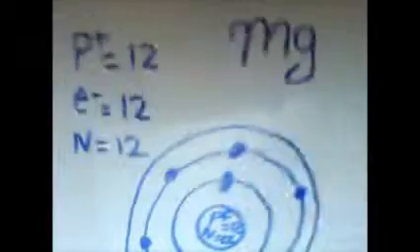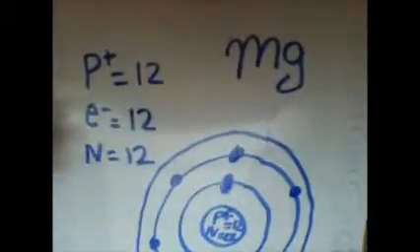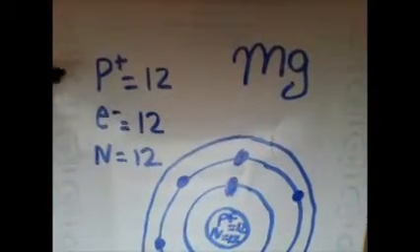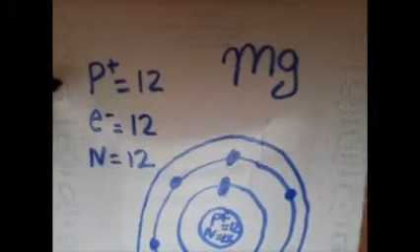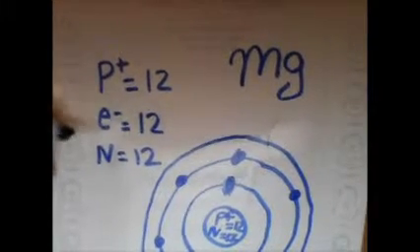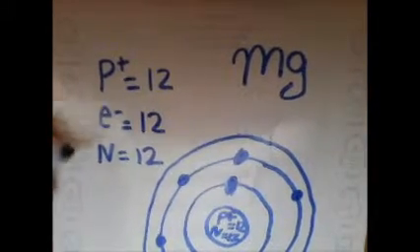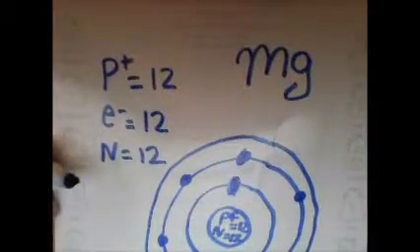I've got to explain one thing before we continue about these symbols that I put on there. The P with the plus sign is the protons, the E with the minus sign is the electrons, and the N is the neutrons. It's simple and easy to put it down like that. Okay, let's start making our atom.